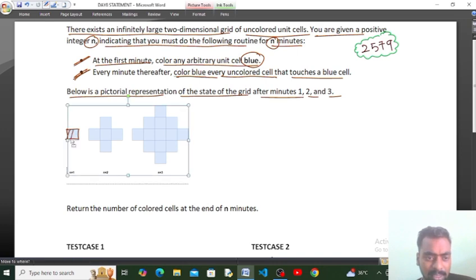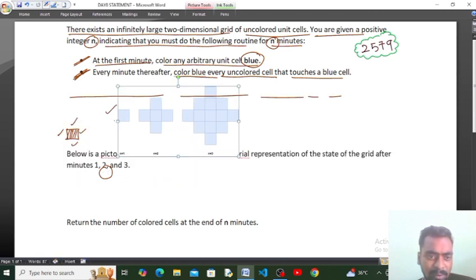You can see this is the first cell I colored. Here I selected one random cell and colored it blue for the first minute. For n is equal to 2, that is the second minute, as per the question you have to color the uncolored cells that touch the already colored cell. So on the top side, left side, right side and down side I can color. So the diagram will look like this for n is equal to 2.